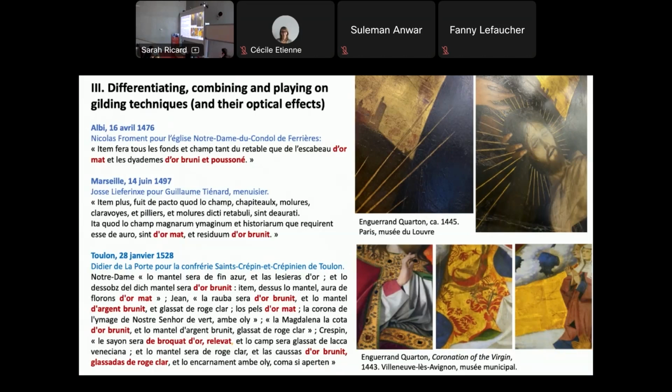And what is interesting with this approach is that these optical dimensions of artworks are something that we don't really consider in art history in a more widespread manner. And so the idea is also to try to understand the way that painters thought about the different reactions to light of their artworks through these different techniques.